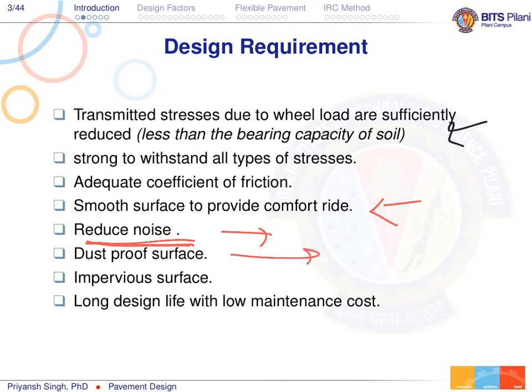The surface should be dust proof. It should be impervious so that no water penetrates into the pavement, and it should have a longer design life and low maintenance cost. So these things, low noise, dust proof surface or impervious surface, are more controlled by using good quality material or during the mix design time rather than at pavement design time.